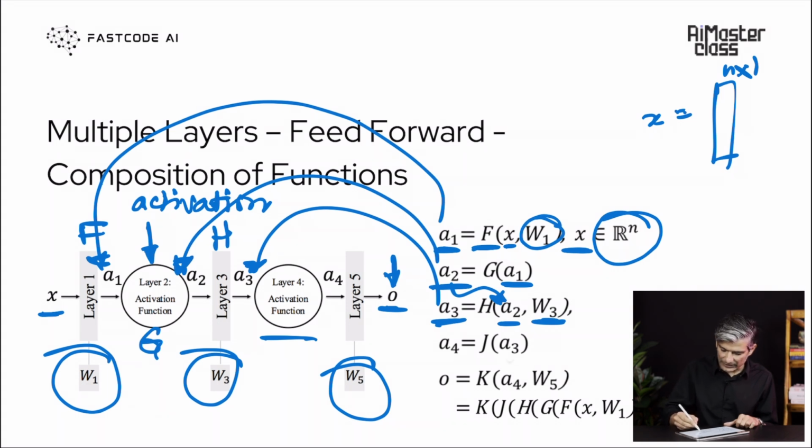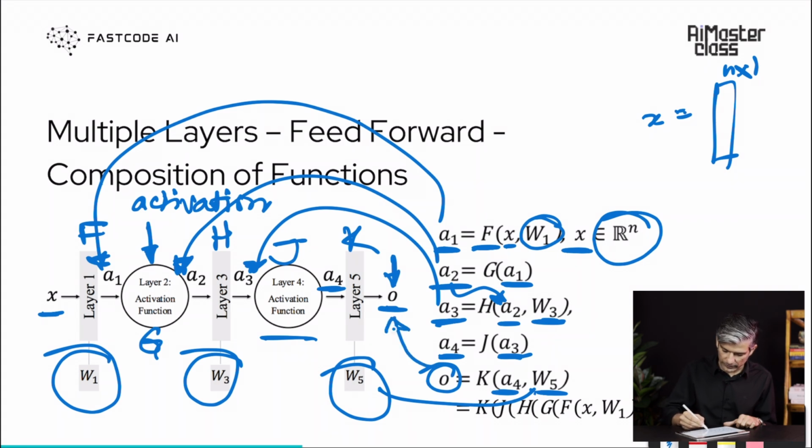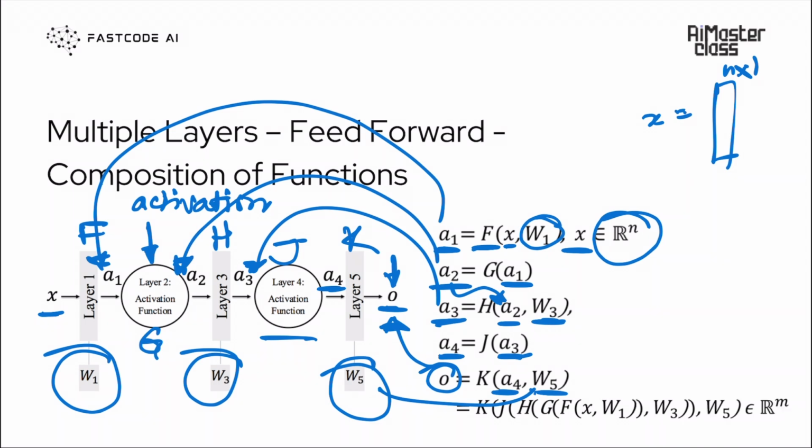This a3 then goes into j, let's call this j. This gives us a4, so we get a4 here, and now our k. So k essentially takes this a4, and it already has these w5s from here, and it then finally gives us our output. So it gives us the output here. Now this is the forward prop, and you can think of this as one big composition of functions.